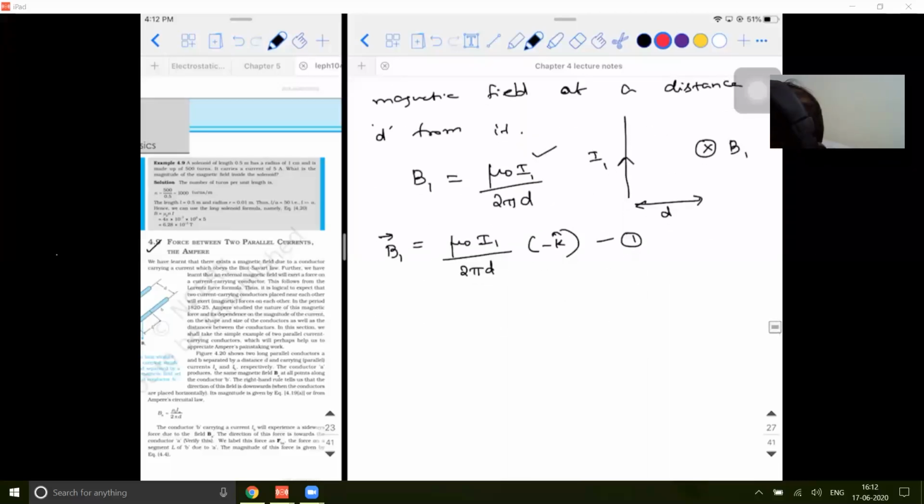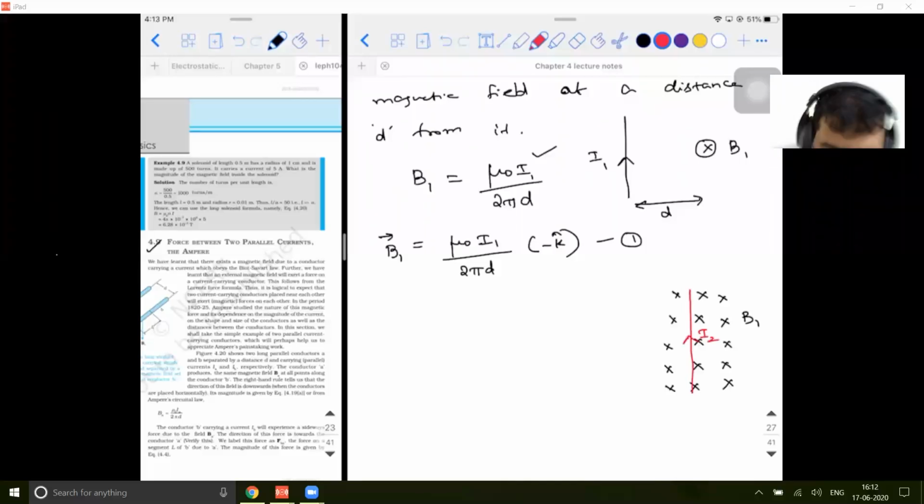Now the scenario is going to be like this. There is a magnetic field present here due to the first current carrying conductor, of value B1. In this field, a current carrying conductor of infinite length, again obviously, carrying I2 is placed. What will happen to this second current carrying conductor? It experiences a force.